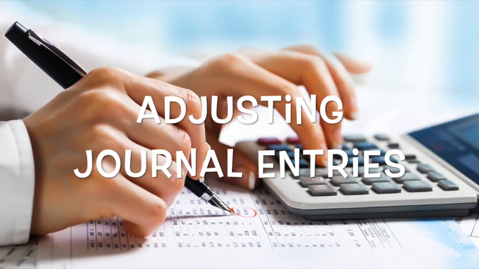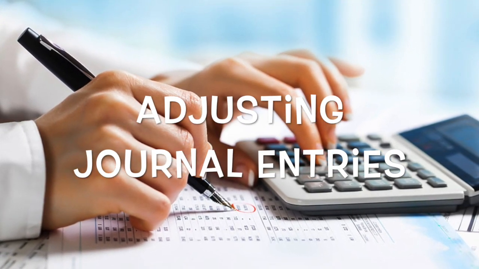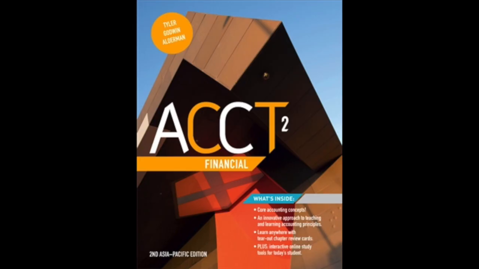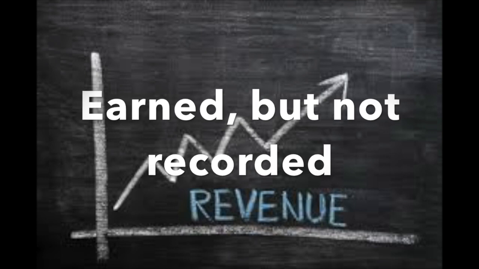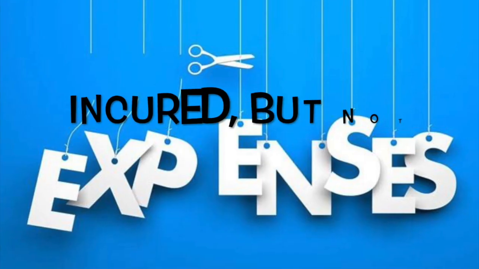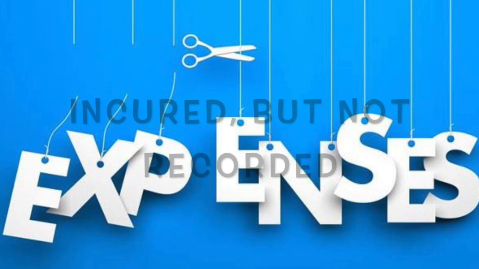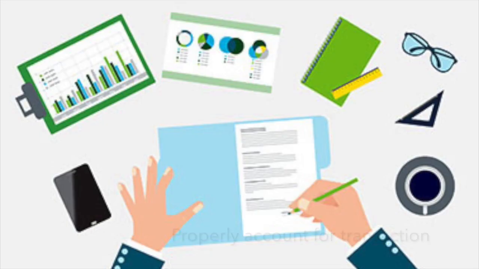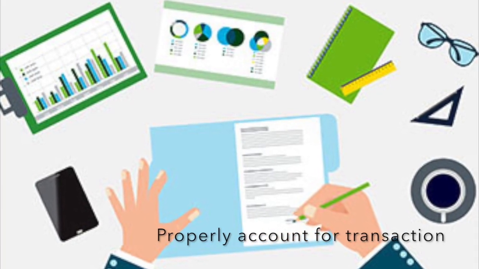Adjusting journal entries is a tough concept to get your head around, but they are necessary when making entries into the general journal. According to ACCT Financial, adjusting journal entries can be defined as entries that are made in the general journal to record revenues that have been earned but not recorded, and expenses that have been incurred but not recorded. Basically, when a transaction is started in one accounting period and ended in a later period, an adjusting journal entry is required to properly account for the transaction.